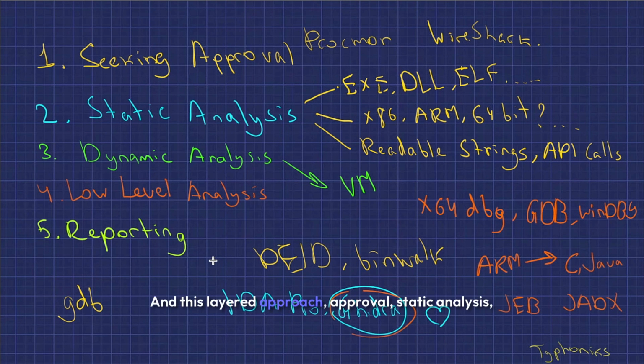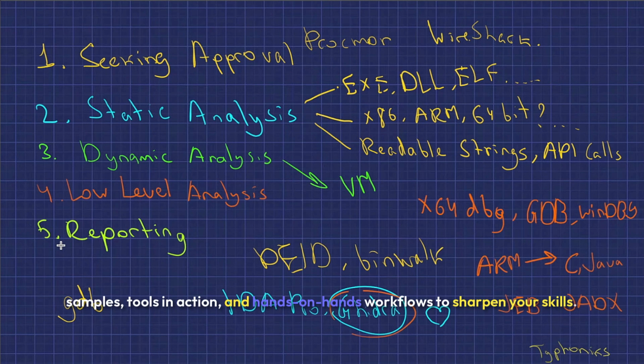And this layered approach, approval, static analysis, dynamic analysis, low-level analysis, reporting, forms the core of professional reverse engineering practice. As we continue this course, we will explore each of these phases with real-world samples, tools in action, and hands-on workflows to sharpen your skills.